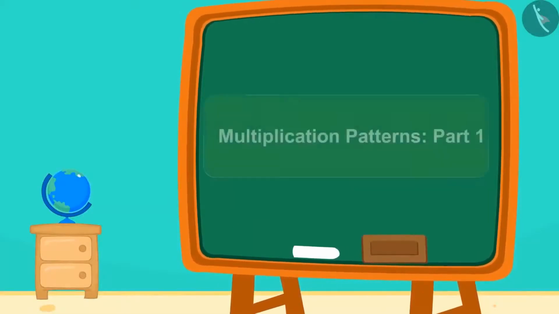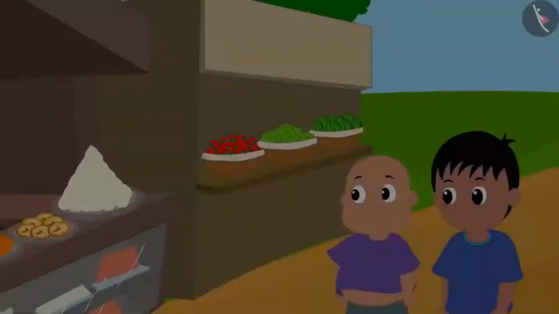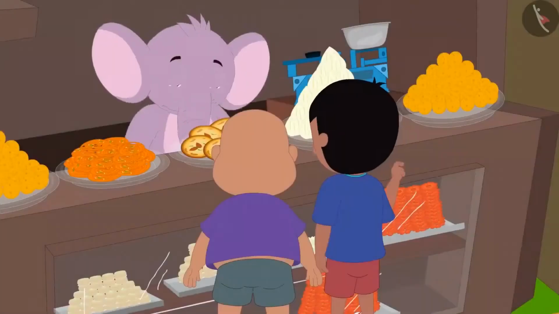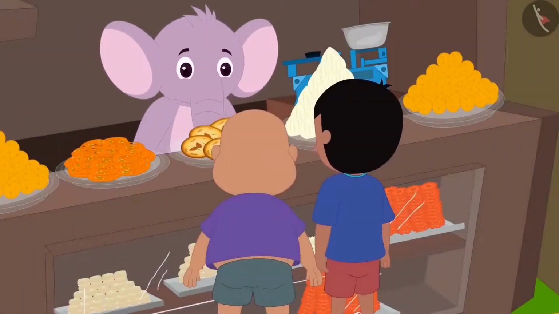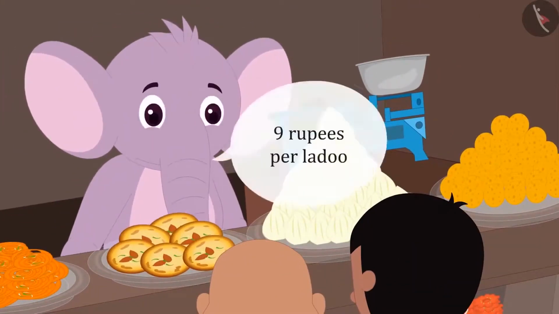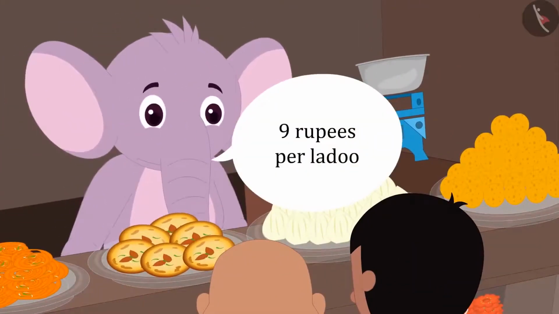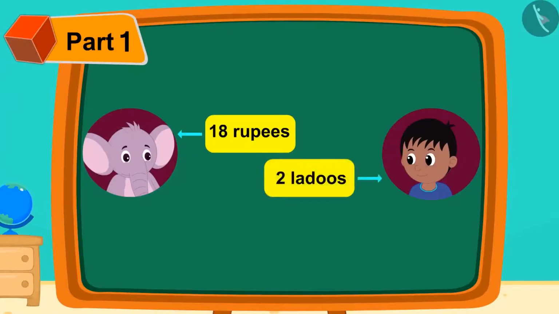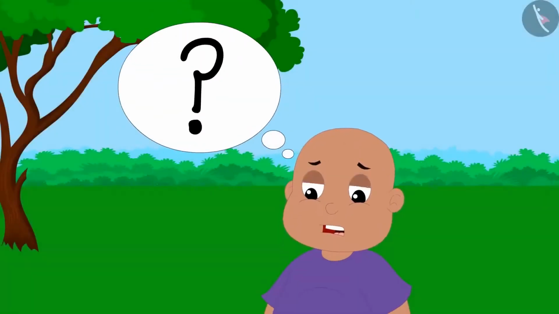In this lesson, we will see some fun patterns of multiplication. Raju and Bablu are roaming in the market. Raju asks Appu the price of laddu. Appu told Raju that the price of laddu is 9 rupees per laddu. Raju quickly gave 18 rupees to Appu and took 2 laddus. Bablu was shocked. How did Raju do this multiplication so quickly?